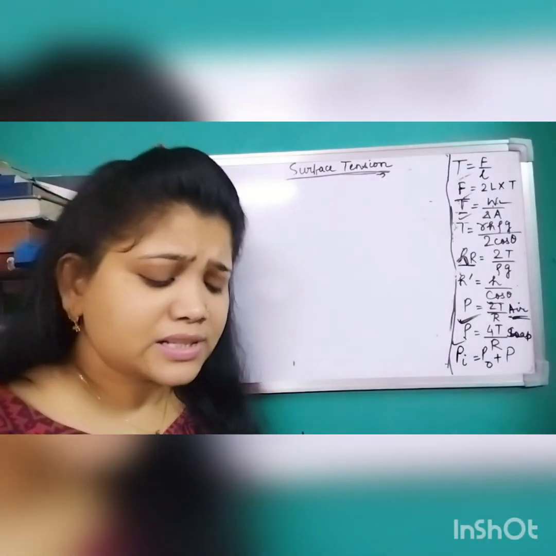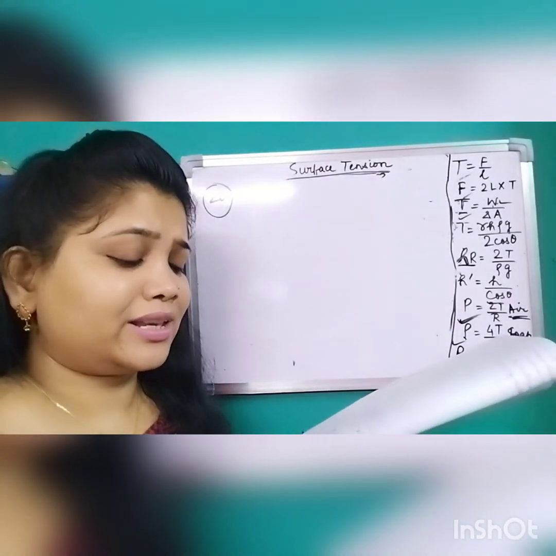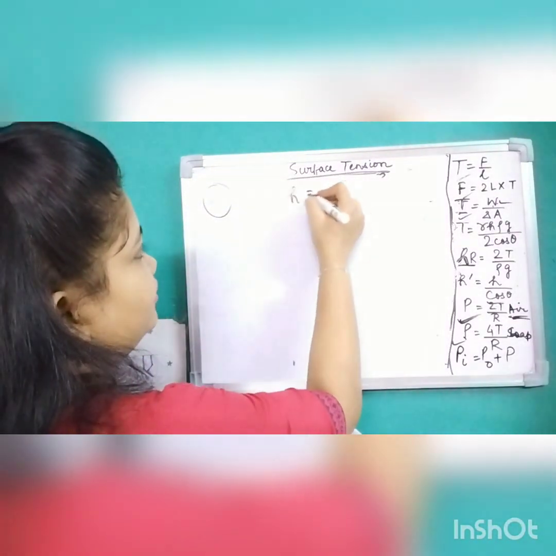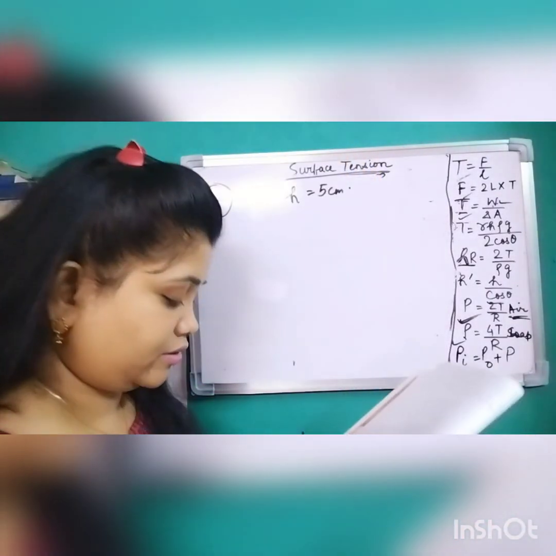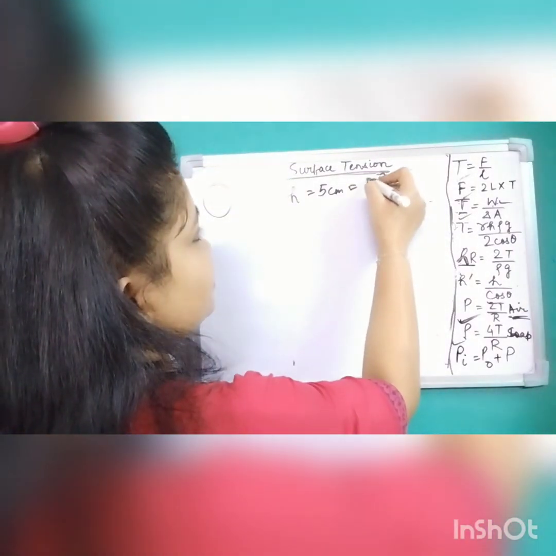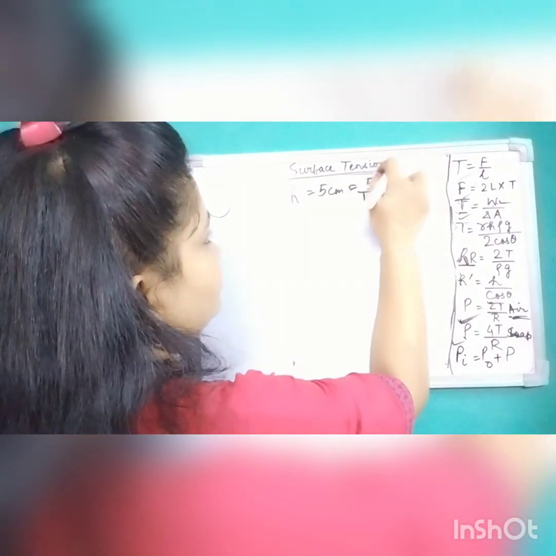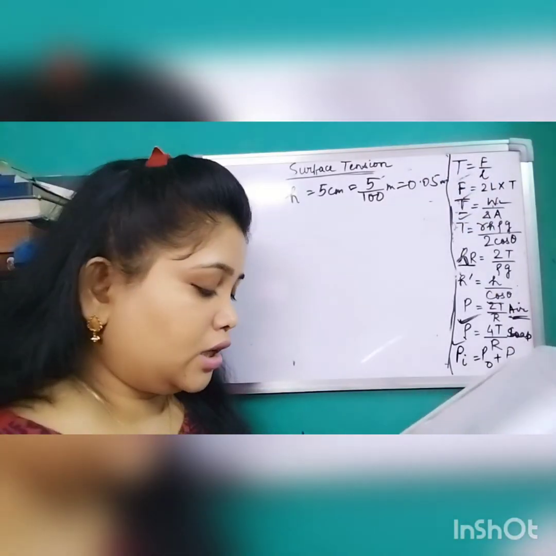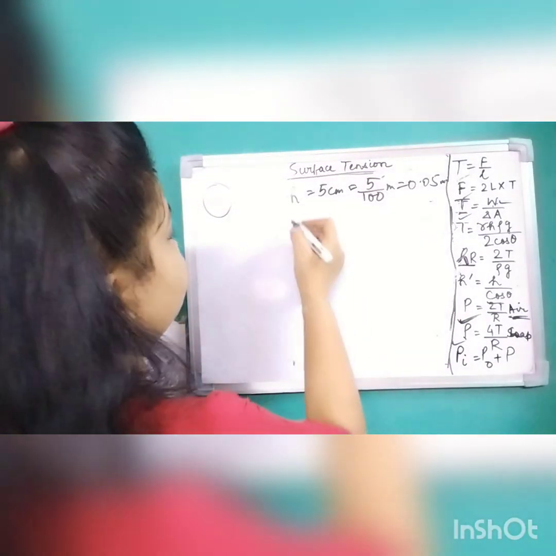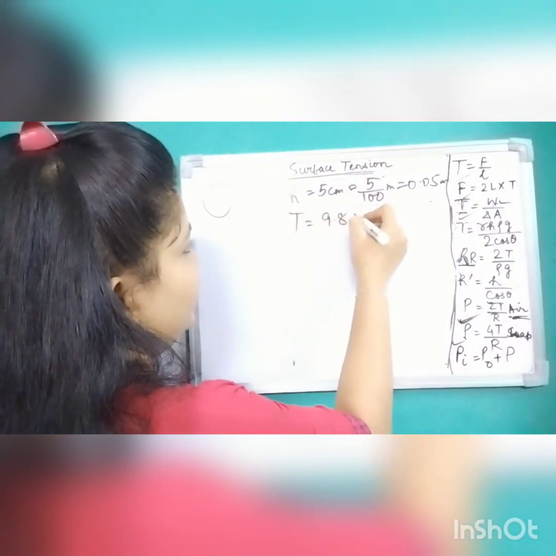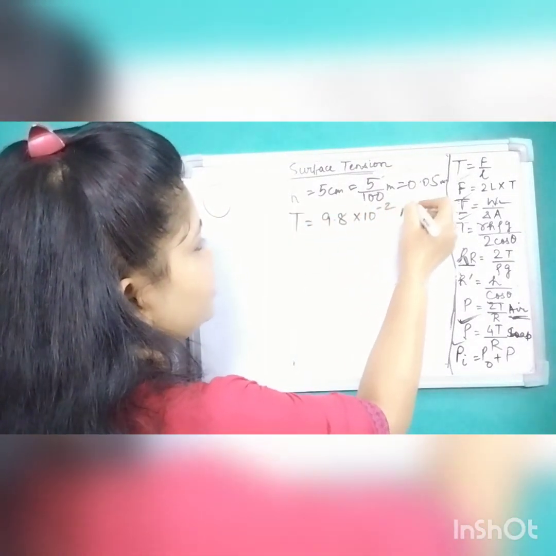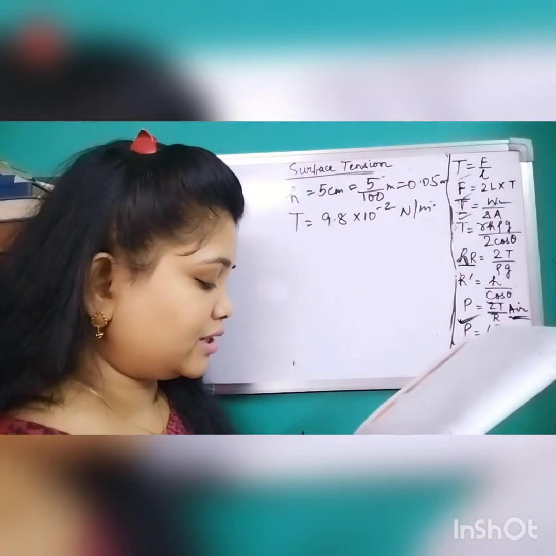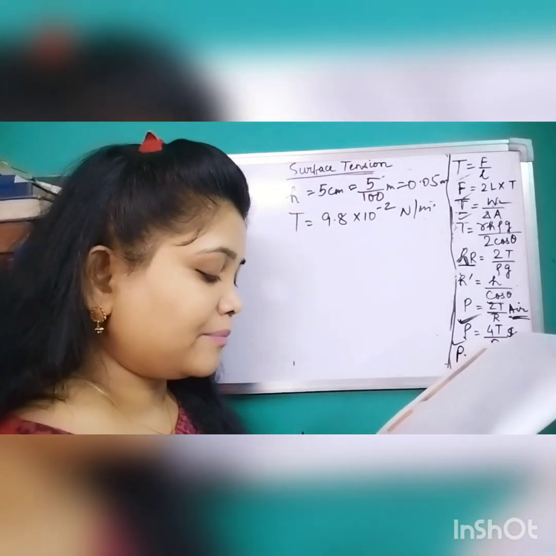Sum number 20. Water rises in a capillary tube to a height of 5 centimeter. So H is given as 5 centimeter. Let me convert into meter: 5 by 100 meter, which is 0.05 meter. If the surface tension of water T is given as 9.8 into 10 to the power of minus 2 Newton per meter, then find out the diameter of the capillary tube.